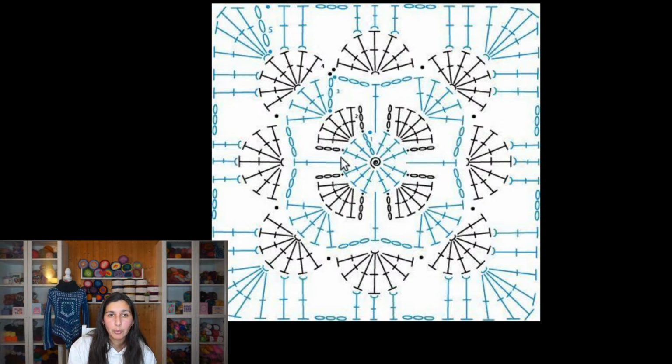If you remember, when we worked row 2, we worked these weird shells that end with a slip stitch, and then we slip stitch to the next stitch. And now we work this double crochet in the space in between those two stitches. That's why there's no chain in between those fans here.